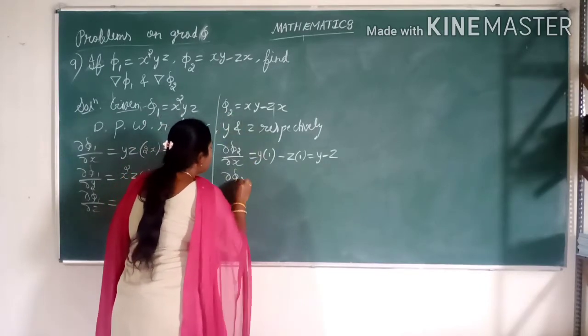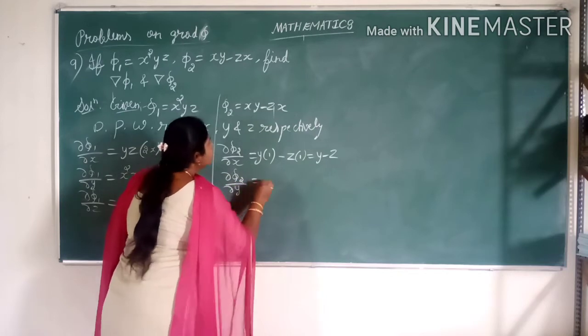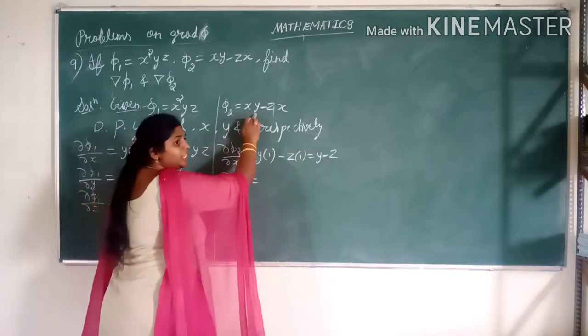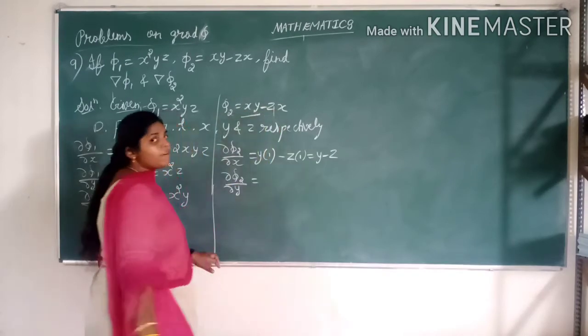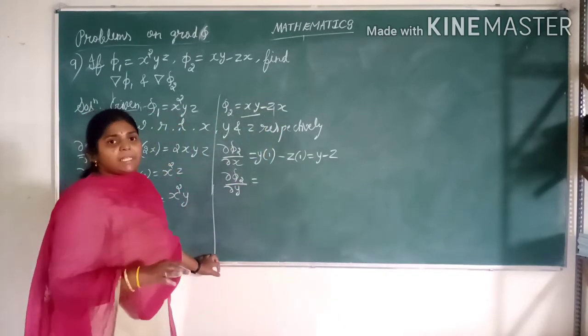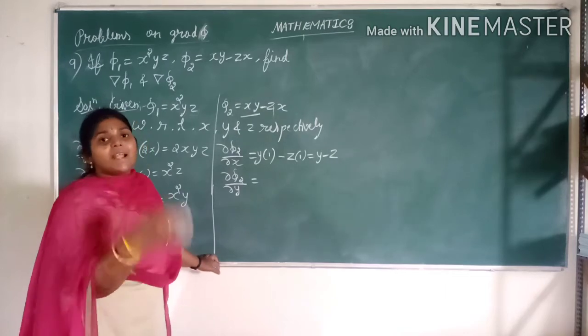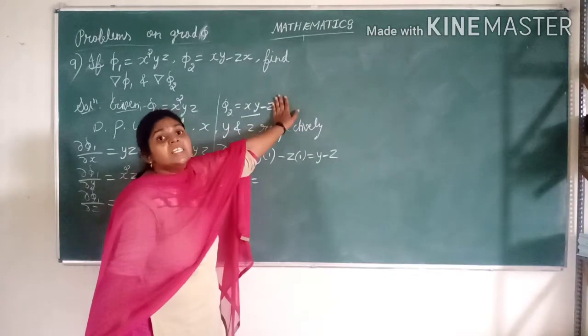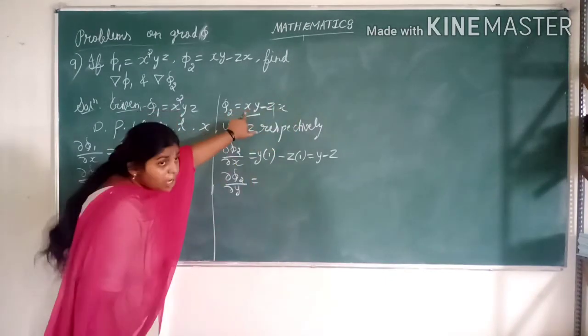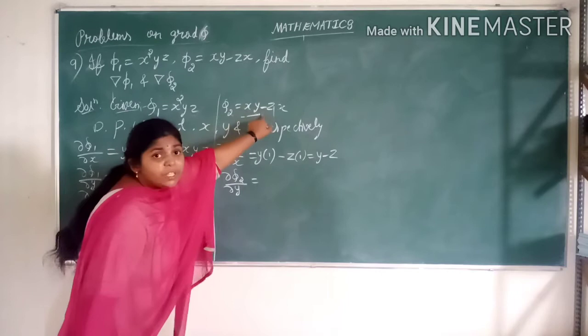We get ∂phi2/∂y is equal to. By differentiating with respect to y, you take x and z as constants. Only in the first term is y present. In the second term, the y term is totally absent, so treat it as a constant. The differentiation of a constant is 0. This term is 0. But it is not a 0, the constant into the function is there.